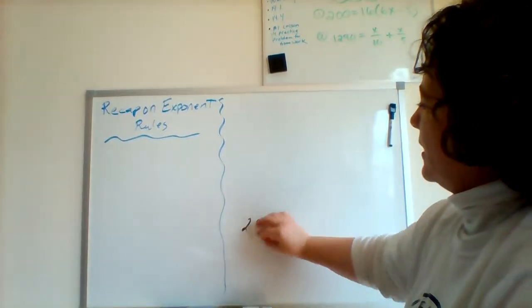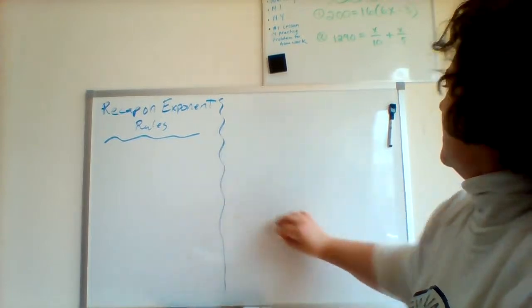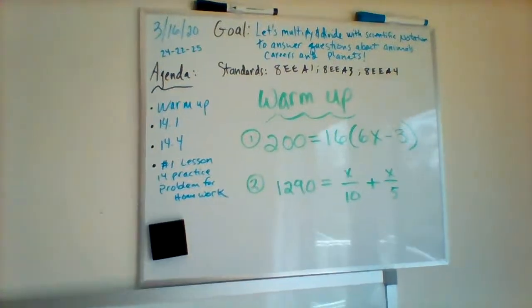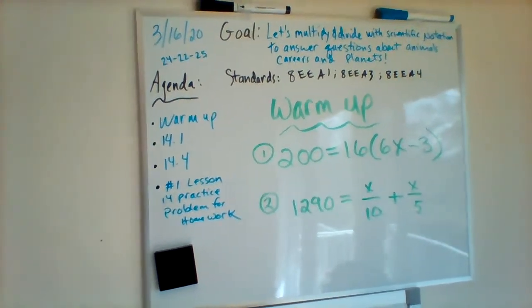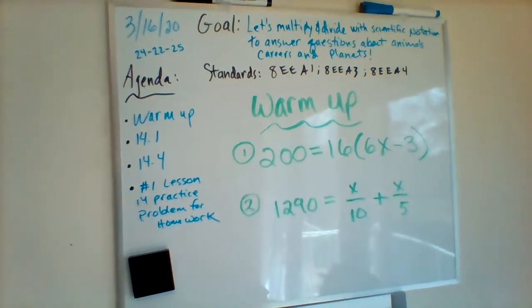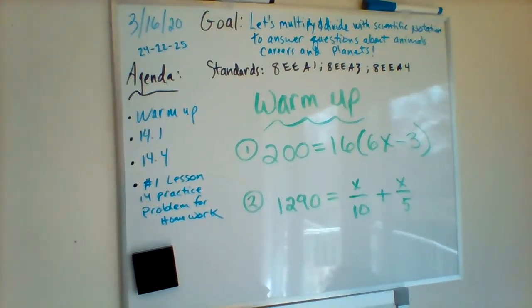And I'll zoom in again in case you guys didn't get a chance to see it in the beginning, okay? Number 2 is right there. We're going to look at 1,290 equals a tenth of x plus a fifth of x. Let me do that one right now.